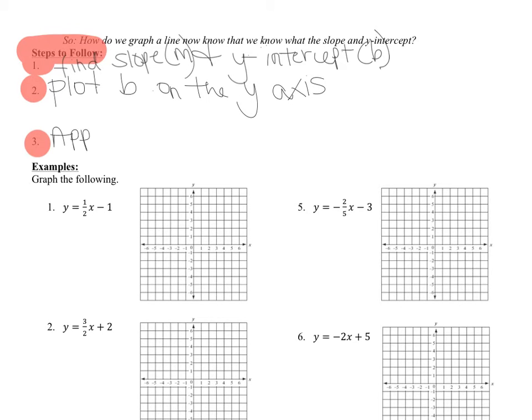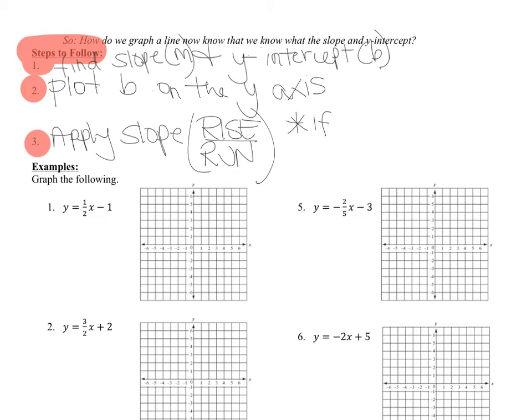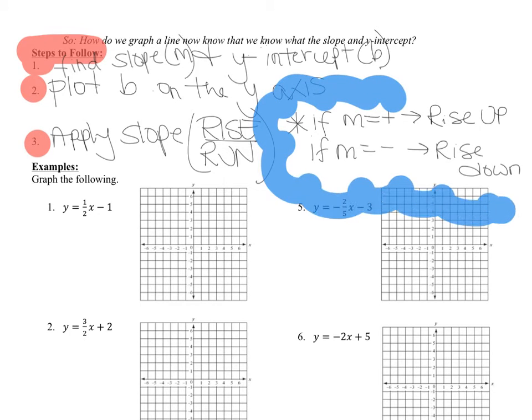Step 3, apply slope. When you hear slope, you should immediately think rise over run. Okay? So my fraction tells me how high I'm going to rise and how far I'm going to run. So a couple things you have to keep in mind. If m is a positive slope, you rise up. If m is a negative slope, you're going to rise down. You don't necessarily know what that means right now, and that's okay. I just want you to go ahead and write it, and then put a little cloud around it. Okay? So if m is positive, I'm going to rise up. If m is negative, I'm going to rise down.